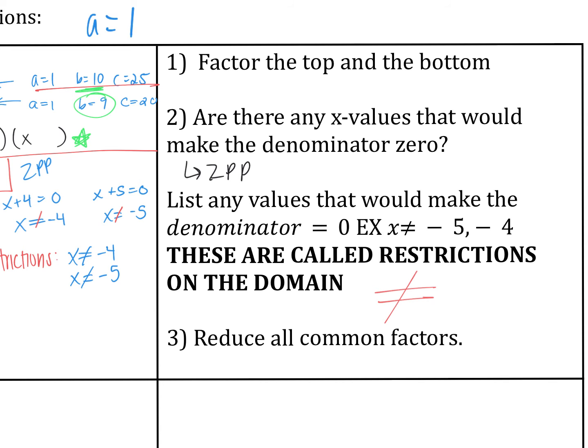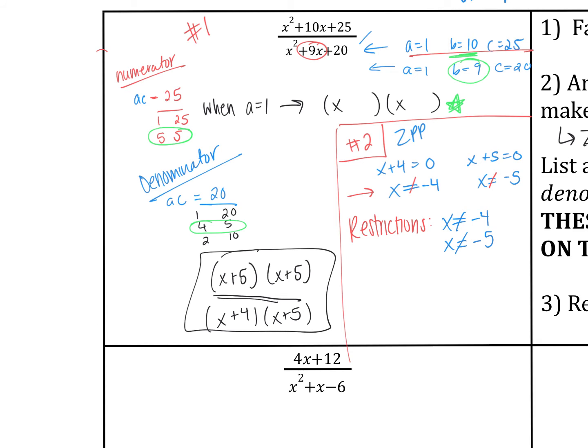All right, and then the last thing we're going to do is reduce all the common factors. So this is where our simplification comes in. And I told you guys before that this was going to be a little bit different. Because now we're not reducing numbers, we're reducing whole binomials, whole factors. And how we simplify my rational functions is we see if there's anything on the top that looks the same on the bottom. So on top, I have x plus 5 and x plus 5. On the bottom, I have x plus 4 and x plus 5. And here, I can see that this is the same as this.